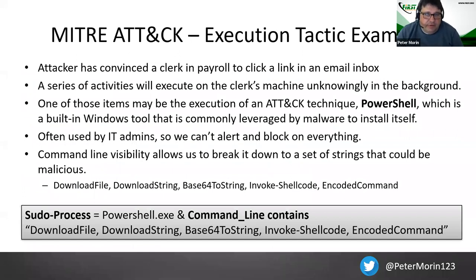So a good example of a tactic here: an attacker convinces a clerk in payroll to click a link in an email inbox. So typical phishing, right? A series of activities will execute on the clerk's machine unknowingly in the background. One of those items may be the execution of a technique, PowerShell, which is a built-in Windows tool. Obviously, we know that it's used legitimately, but it's also used maliciously by malware. Command line visibility allows us to break down a set of strings that could be malicious. So for example, we're looking at things like download file, download string, base64 to string, invoke shellcode, encoded command.